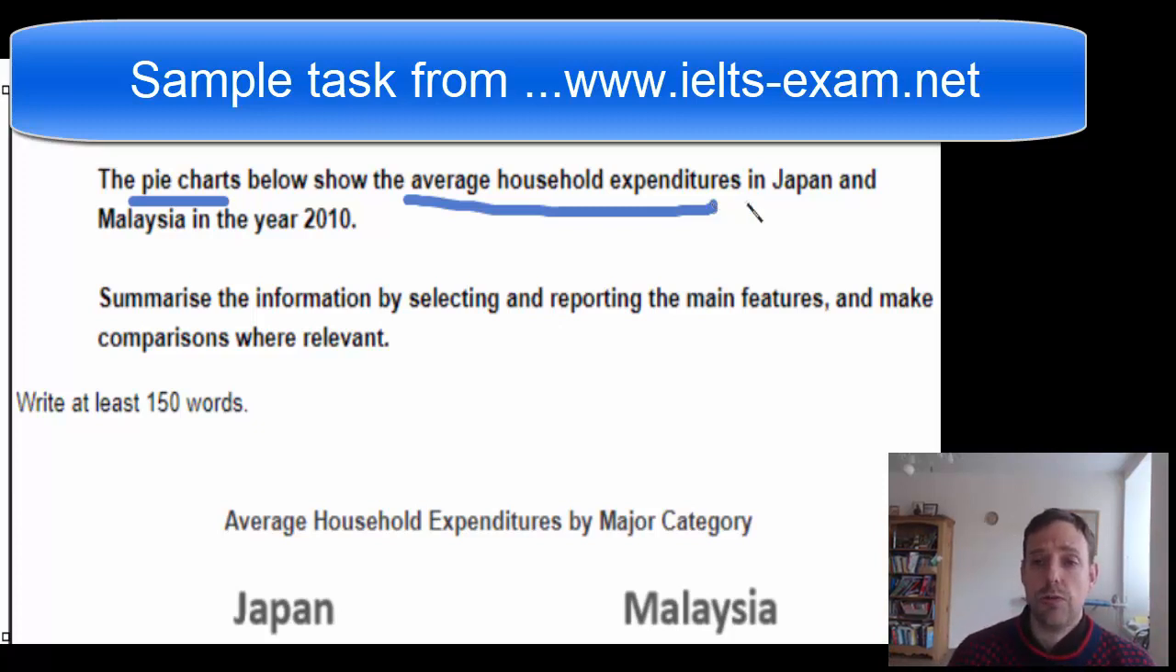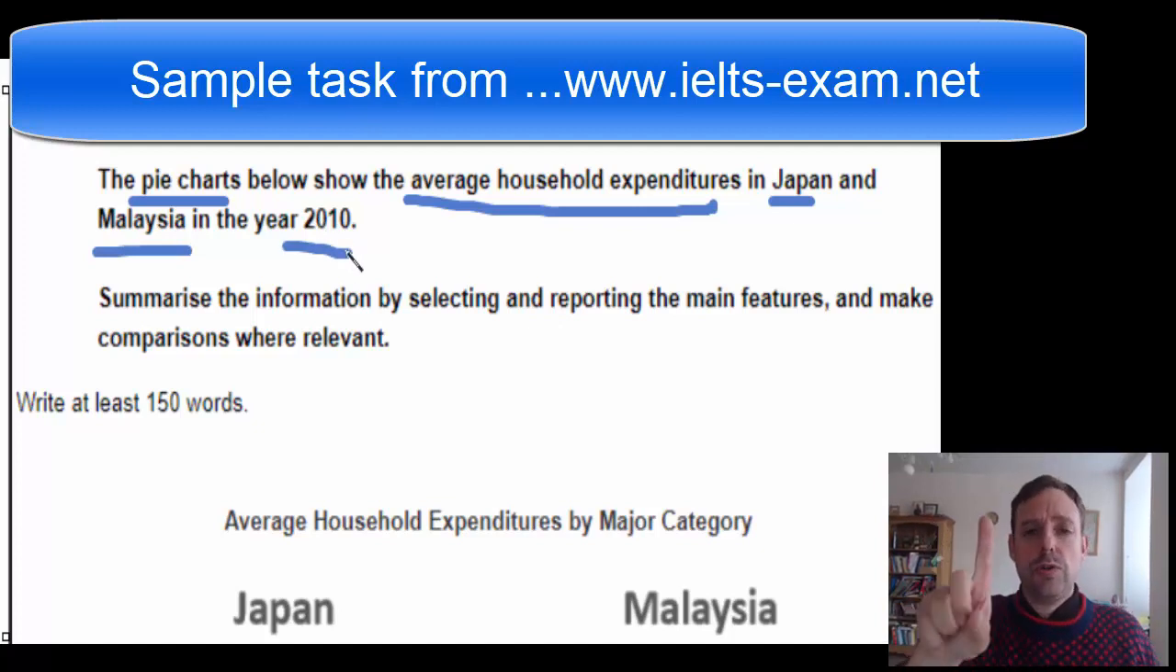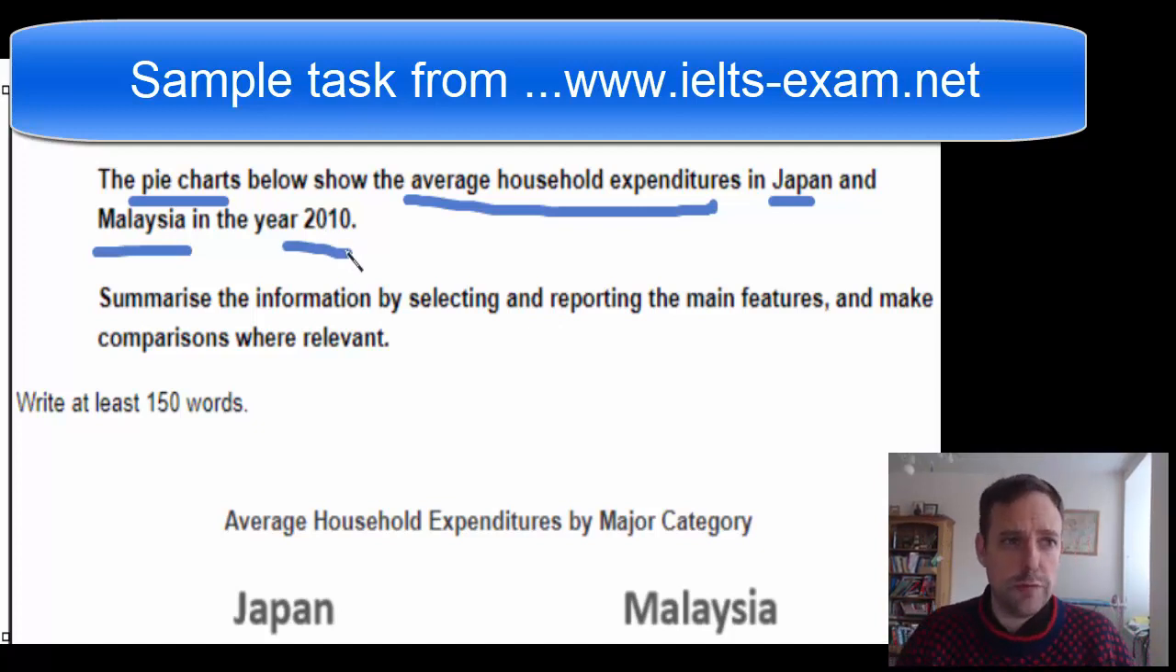Okay, which of the countries? Number 1, Japan. How many countries? And Malaysia. So only 2 countries, interesting. Have you ever compared Japan and Malaysia? I haven't. So this is going to be very interesting. Household expenditure in Japan and Malaysia. What have I forgotten? When? When is this? 2010. So I've only got 2 countries in 1 year, which is good. It means not a lot of information, not a lot of detail.